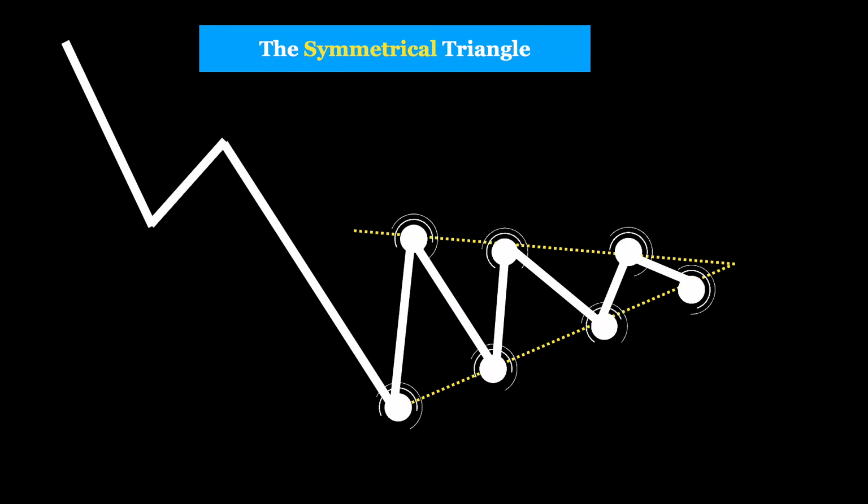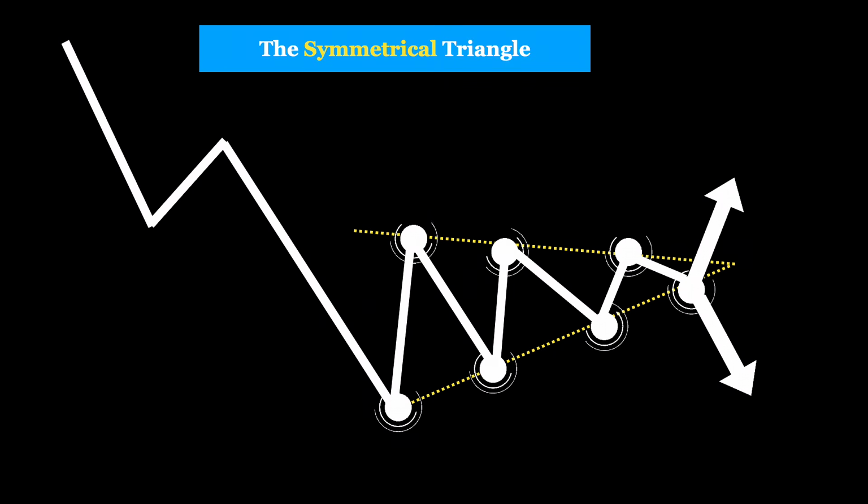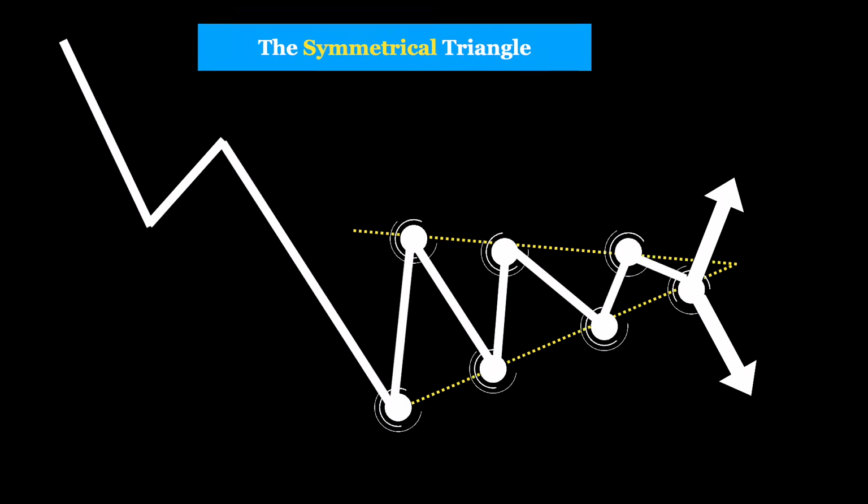The market enters consolidation as neither buyers nor sellers have full control. Once again, a break below the triangle often signals a bearish continuation. A break above may suggest a bullish reversal, though this is less common in strong downtrends.